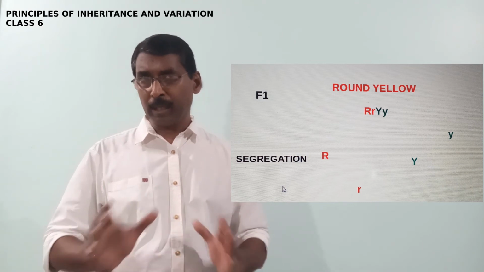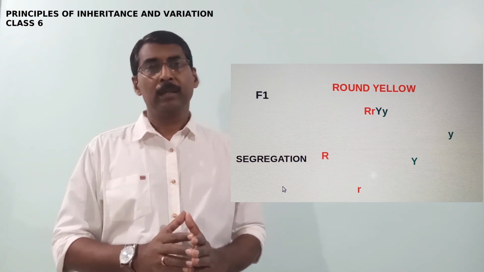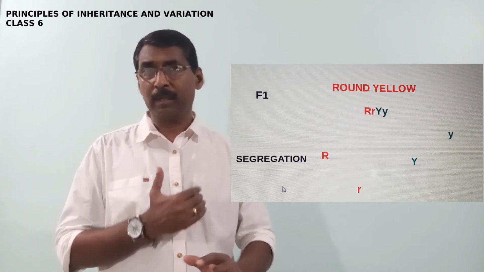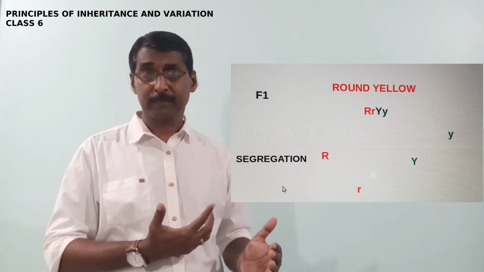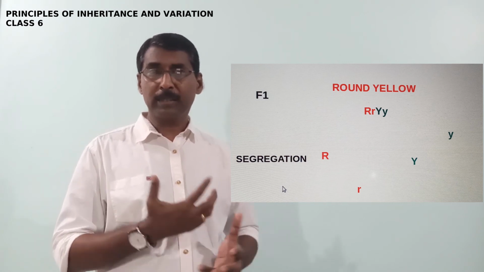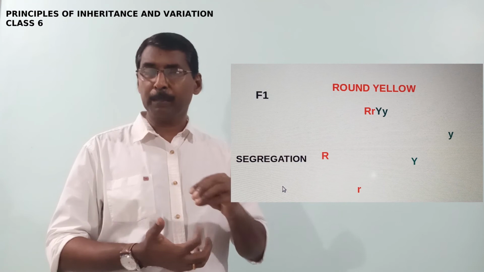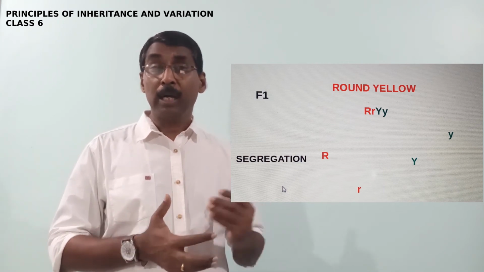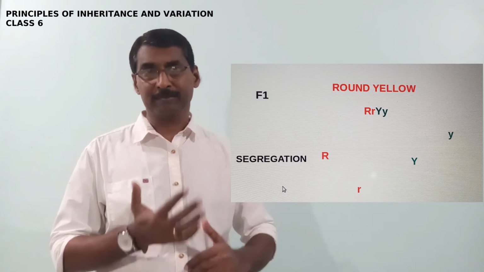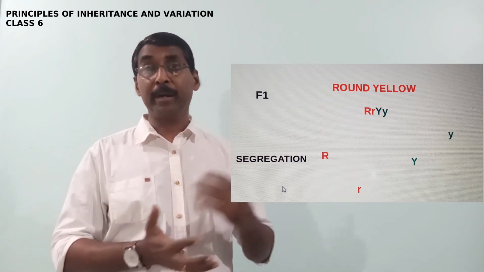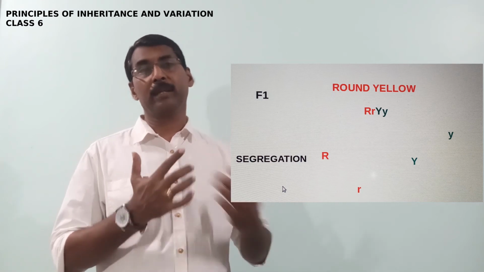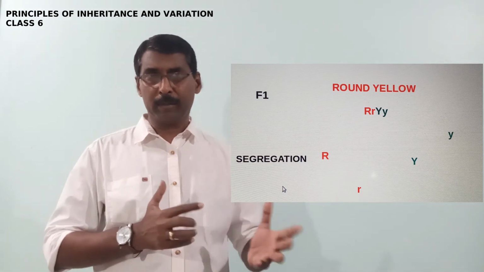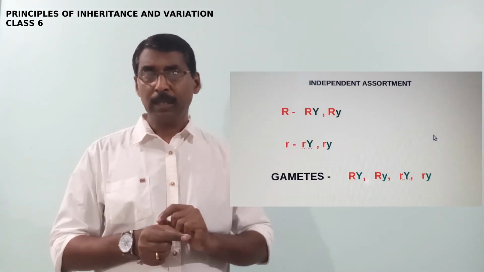After segregating, they assort independently. That is what Mendel taught here. Assort independently, or without any prejudice, without any predetermination, they combine with the alleles of the other character. Let us see how these alleles can be combined. Let us take the case of capital R.